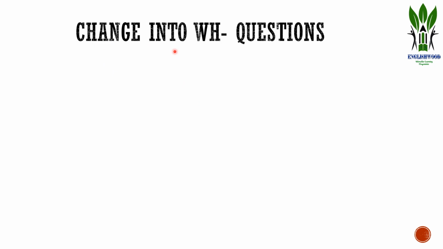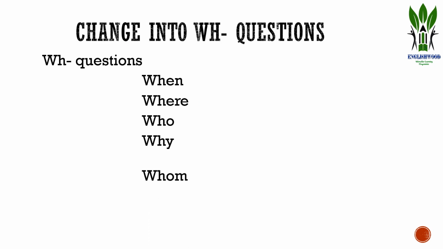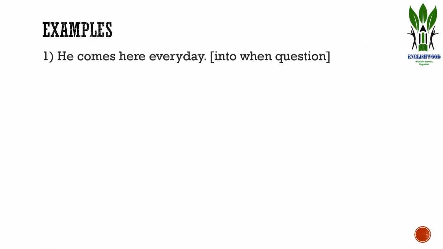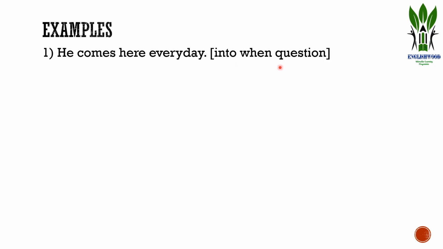So similarly, change into WH questions. Simple WH questions are when, where, who, why, whom, whose, which. These are how. Examples: He comes here every day, into a when question. He comes here every day. When question means every day is your target. Therefore, when, then comes is a does verb. So when does, then subject he, then comes changes into come, verb one. When does he come here? Answer is every day.